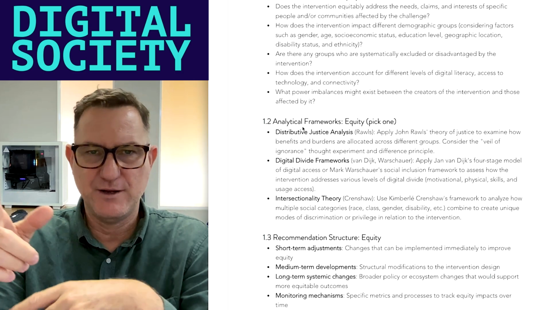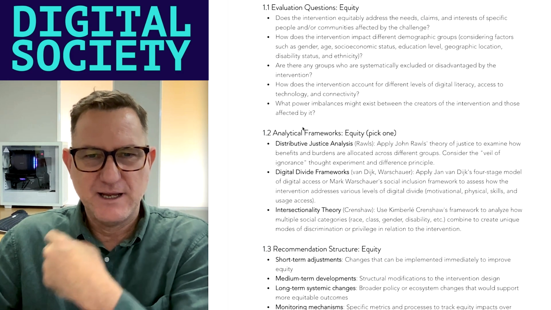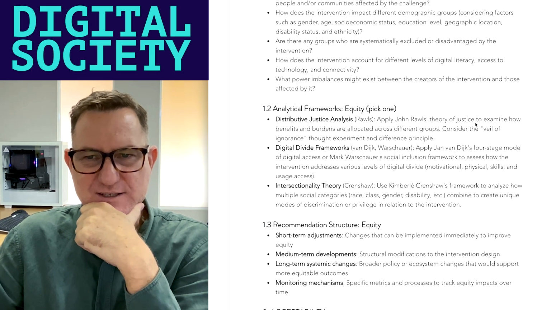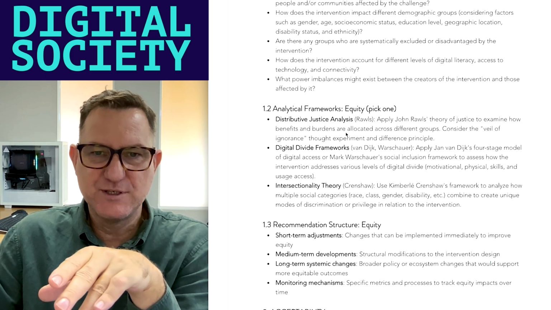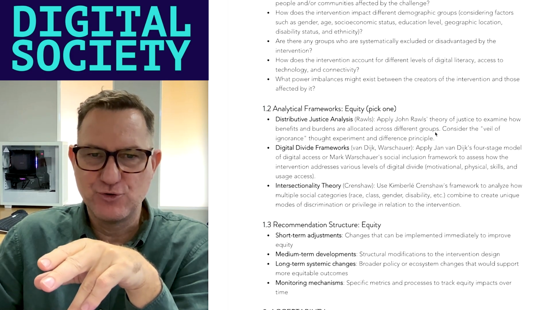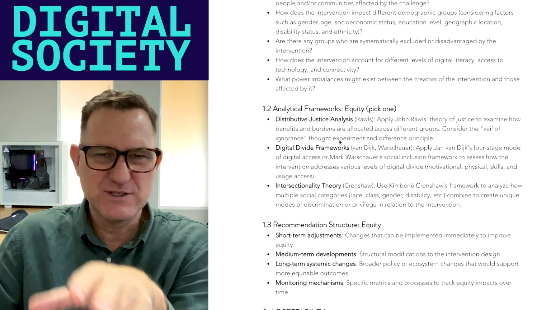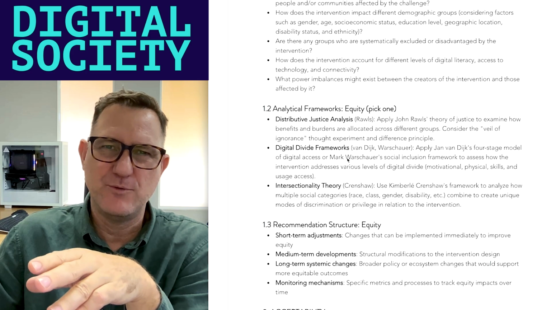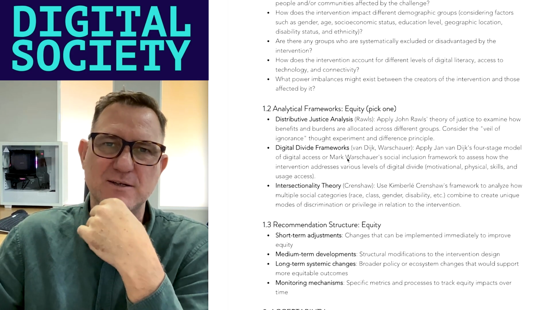So with that in mind, if I look at the equity, would this be anything to do with distributive justice analysis? Examine how this theory by Rawls examines how benefits and burdens are allocated across different groups and the veil of ignorance. I'm not sure about that one. What's the next one? Digital divide frameworks. Now I know what the digital divide is all about. I don't think that one applies to this specific intervention.